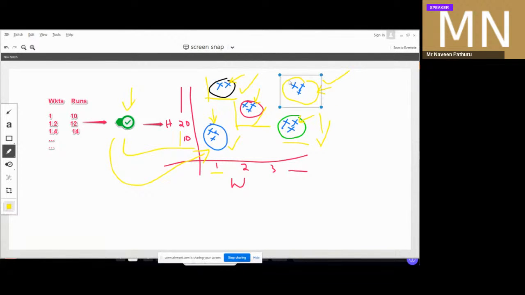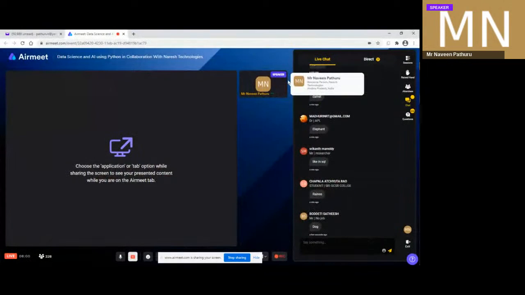Then you have the yellow group where the wickets are more and the runs are more. Can you think of a group of players where they're scoring more and taking more wickets? What do we call them in the world of cricket? They hit more runs and they also take more wickets. What do you call them? They're all-rounders. They're not just all-rounders, they're very good all-rounders.